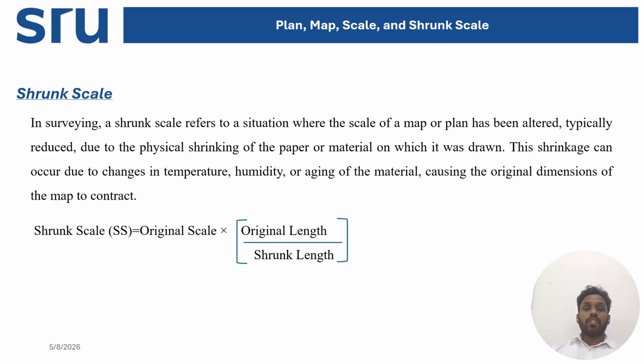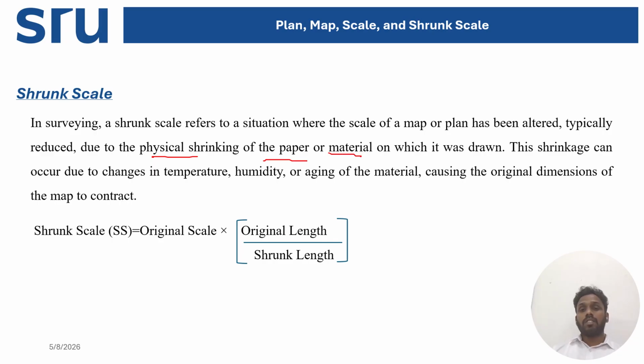And here the next topic is shrunk scale. So what is a shrunk scale? There, your map can be shrunken due to physical changes. For example, your scaled map has been altered, typically due to physical shrinkage of the paper, because paper is a material that can shrink and expand.